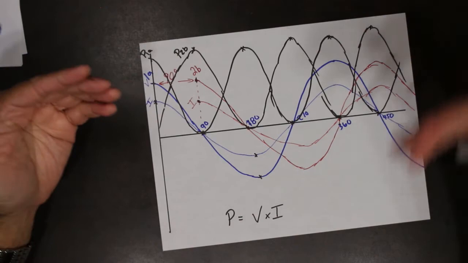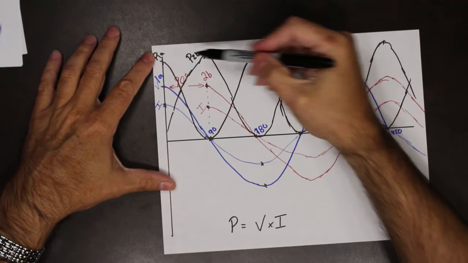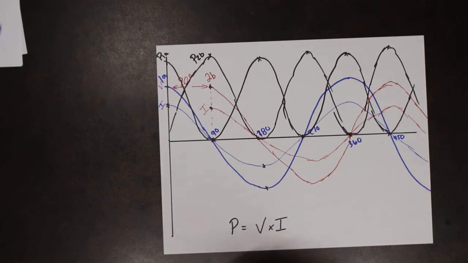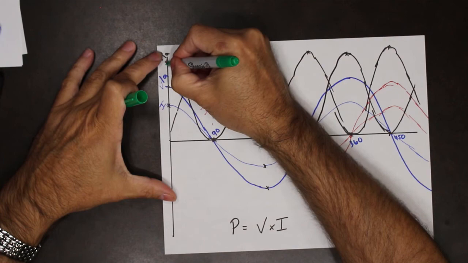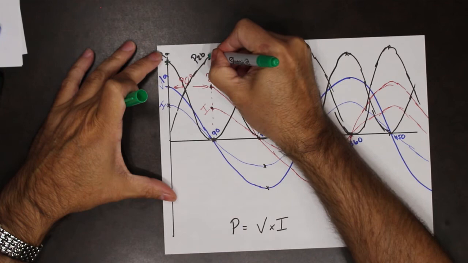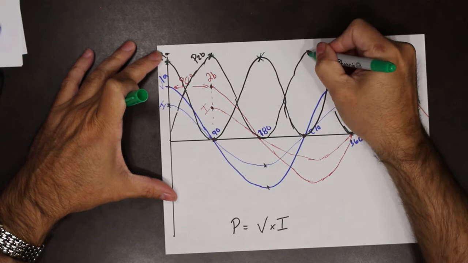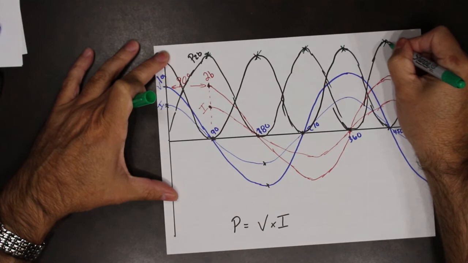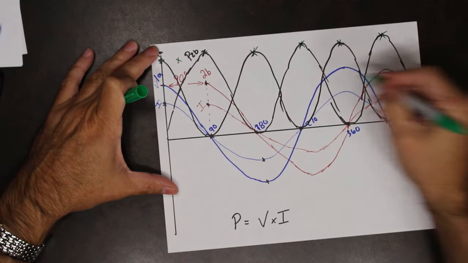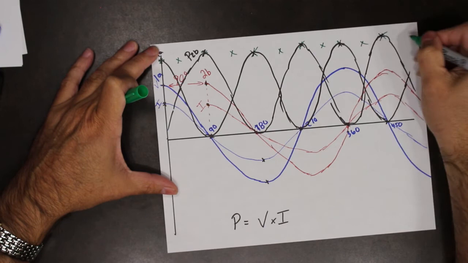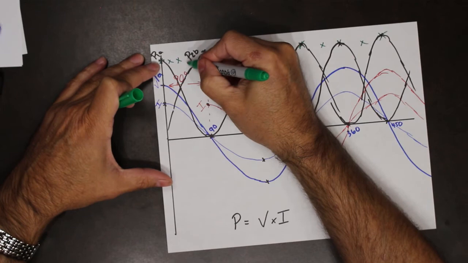So, if I looked at this, I could say peak plus zero is peak. Give me green. So, peak and zero is peak. Peak and zero, peak again. There. 50% and 50%. 50 and 50. 75 and 25. 25 and 75. Do you get the point?